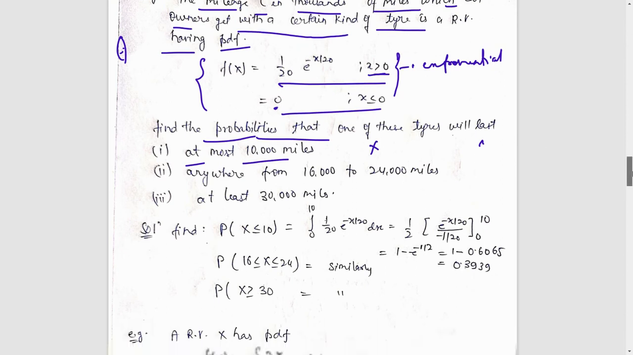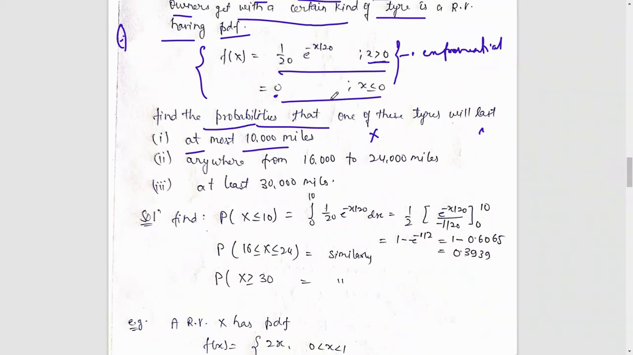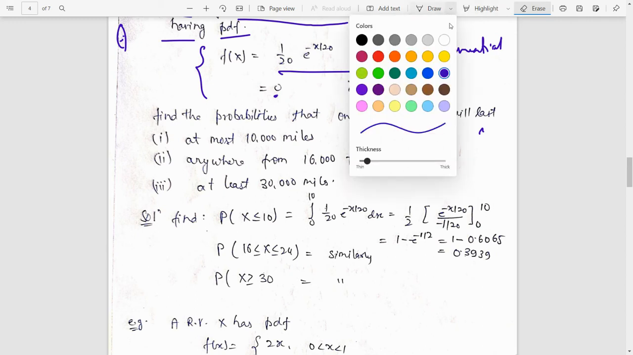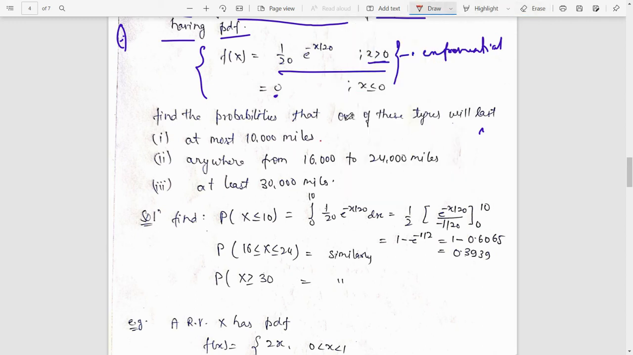Don't worry about it. So the question is that you have this particular PDF given, and you need to find this required probability. The simple thing is that we will just do it in one way. If you have been given a particular tire, what is the probability that it will last at most 10,000 miles? It means it will be just less than or equal to 10,000 miles.